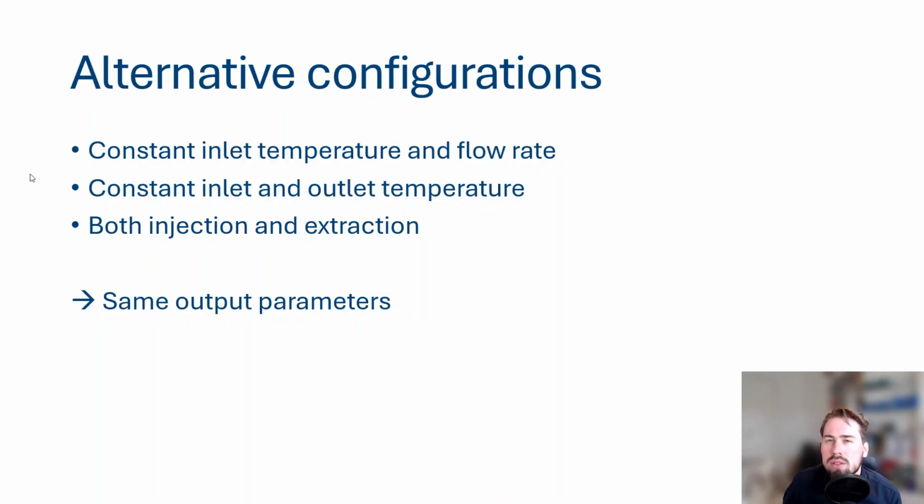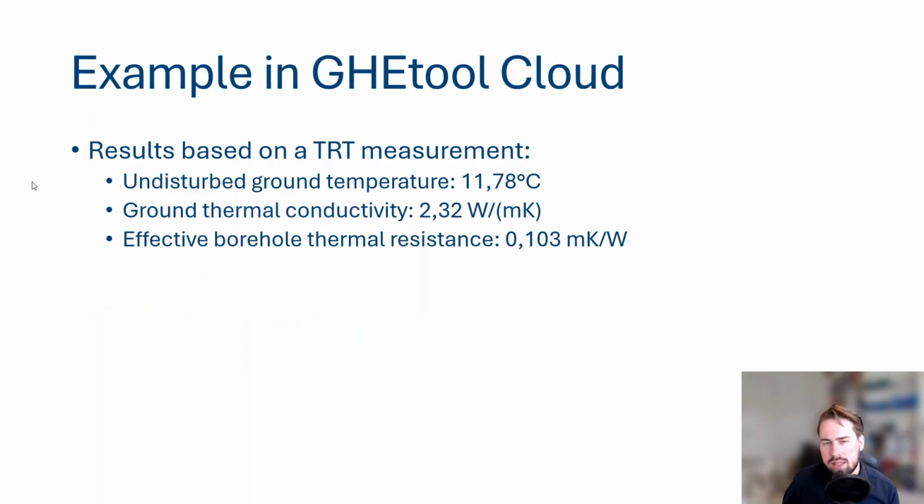So with this background in mind, let's look at an example in GHEtool Cloud. So imagine we did a TRT measurement for a specific project. We got an undisturbed ground temperature of 11.78 degrees Celsius. We have a conductivity of 2.32, and we have an effective borehole thermal resistance of close to 0.1 meters Kelvin per watt. So let's jump into GHEtool Cloud and show you exactly where you can enter these values and what difference it makes.